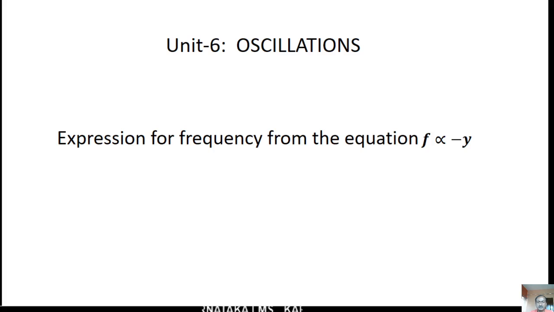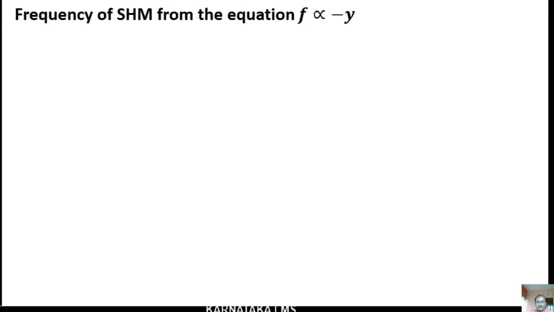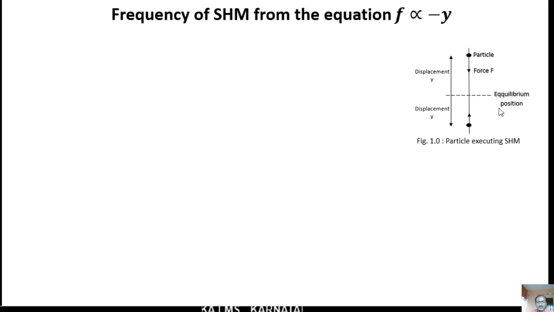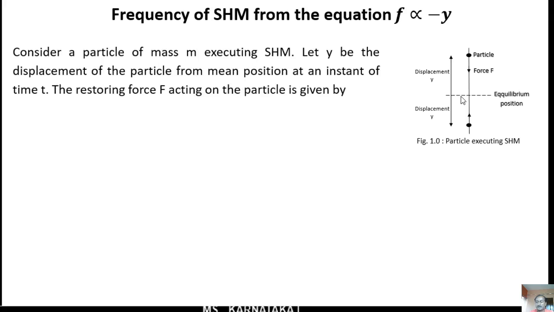But in this session, I am going to obtain the expression for frequency from the equation F proportional to minus y. For minus x, you can just replace the term x and change the diagram, the displacement along the x-axis, the horizontal axis. That's all. In the previous session, we discussed simple harmonic motion and the harmonic oscillator.